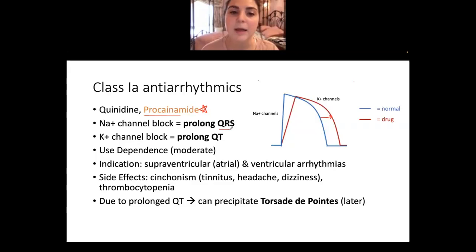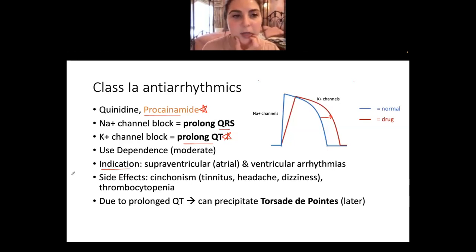So then thinking about an EKG, if I'm blocking my sodium channels, I'm decreasing how quickly phase 0 is happening, and that's going to prolong my QRS complex. But since these have that special blockage of the potassium channels, I'm also going to see a prolonged QT interval, which you'll see a lot with the class 3s, but you also see it with the class 1As. Moderate use dependence, we talked about it.